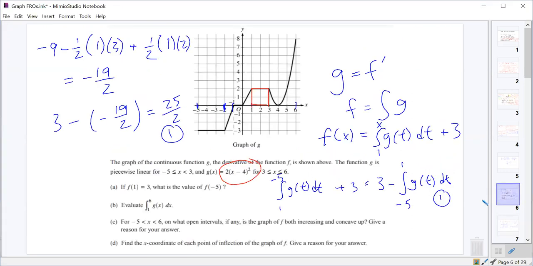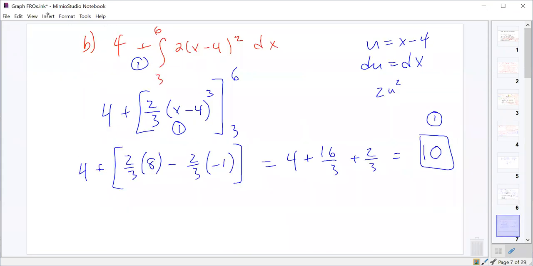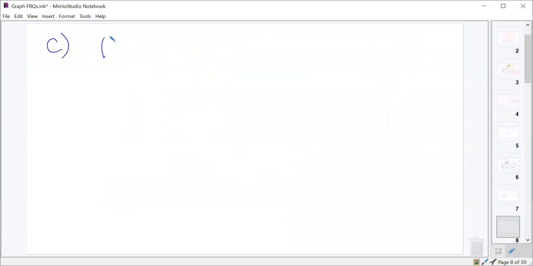All right. Part C, for the interval from -5 to 6, on what open intervals is the graph of f both increasing and concave up? Okay. So let's see here. Part C, we want f to be increasing and we want f to be concave up. So before we even go back and look at the graph and try and figure this out, what does that mean to us in calculus terms?